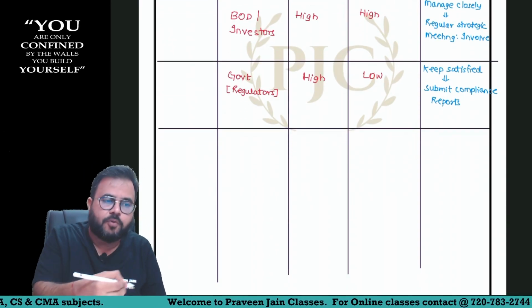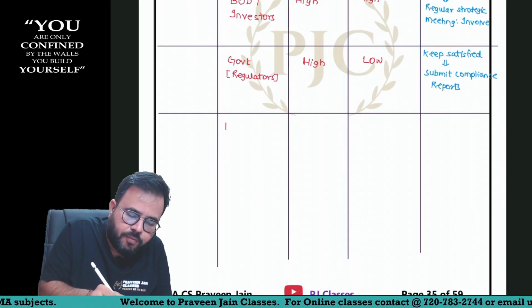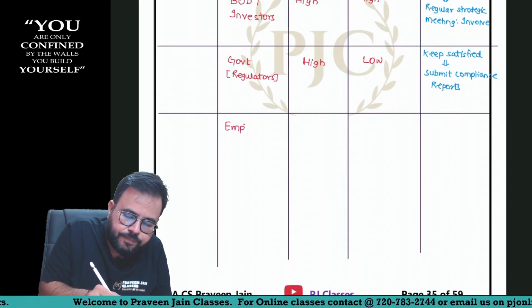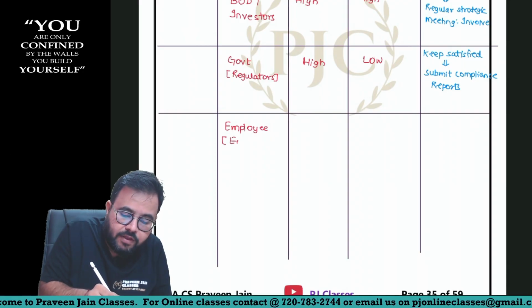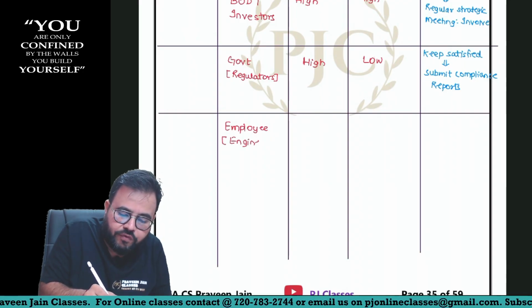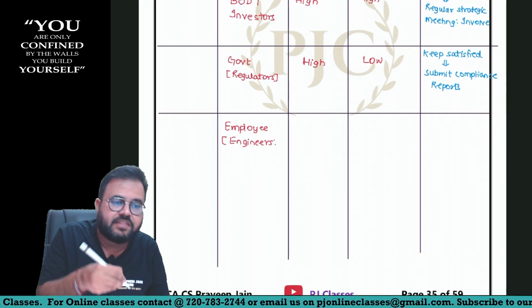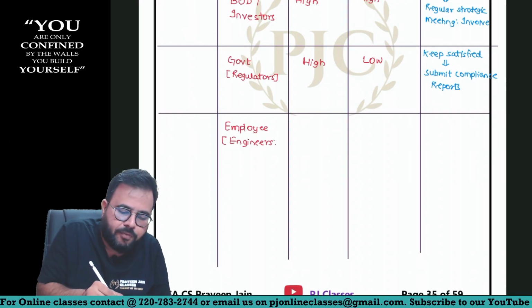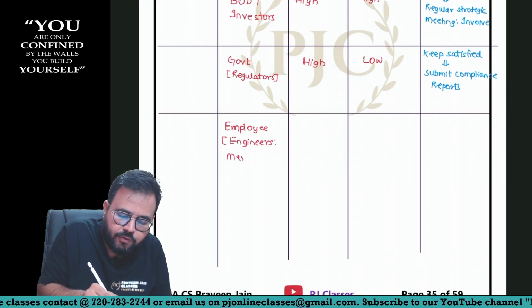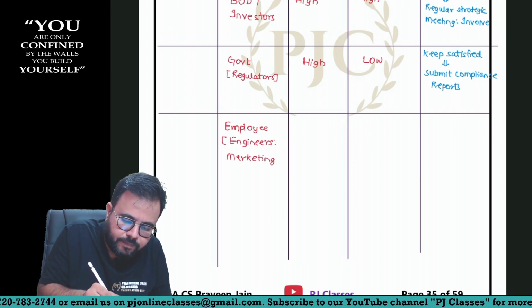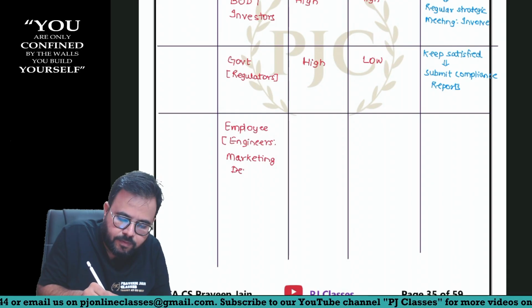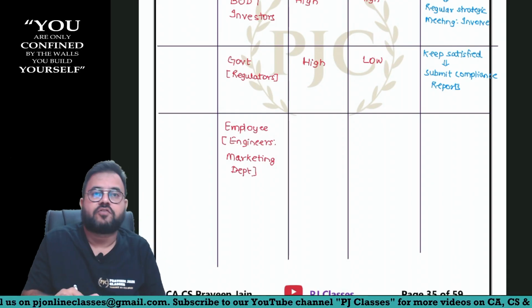Now let's talk about third point, sir. Sir, let's talk about employee. Employee में who can come? Imagine those engineers who were involved in manufacturing that vehicle, sir. Sir, employees in marketing department who are going to do marketing for that particular product, sir. So all these employees we are talking.